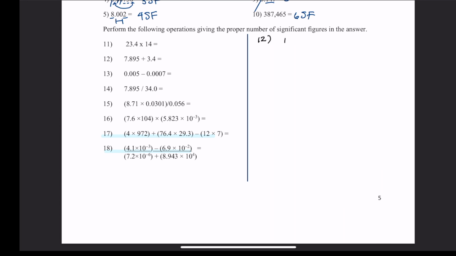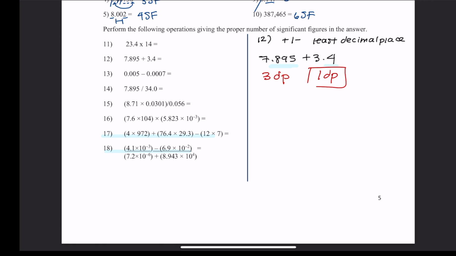So moving on to question number 12. This is adding. So adding and subtracting, consider the least decimal places. So we have 7.895 plus 3.4. Do you see how this has 3 decimal places, and this only has 1? So our final answer should only have 1 decimal place. So if I add this without rounding up, I should get 11.295. And since this 1 decimal place will be right there, cut it off right there. Look at the number next to see if we round up or down. Since it's 9, we have to round up. So our final answer is going to be 11.3.